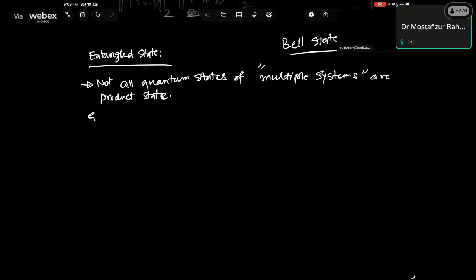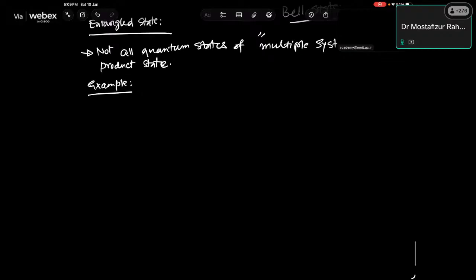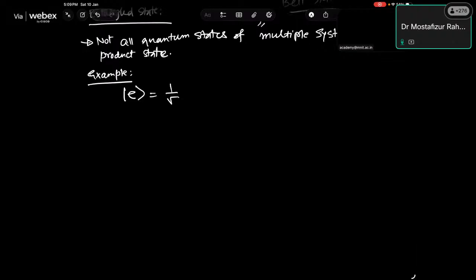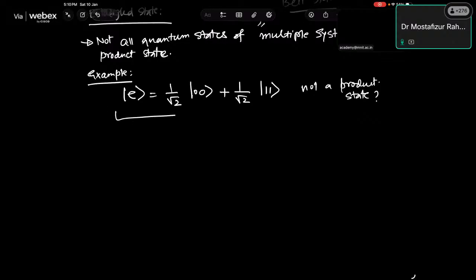For example, we can have a state, say |E⟩, like 1 by square root 2 |00⟩ plus 1 by square root 2 |11⟩. And this is not a product state. You can ask me why it is not a product state. We'll give a proof. You cannot decompose this particular state. Although this is a composite system, you cannot break it into smaller subsystems.